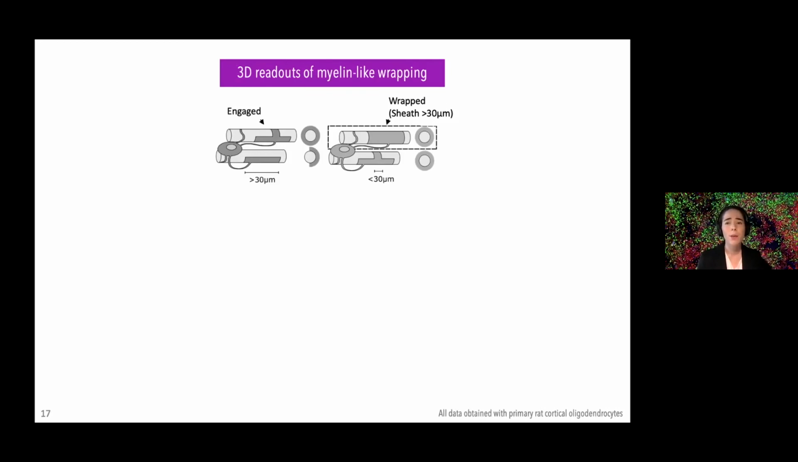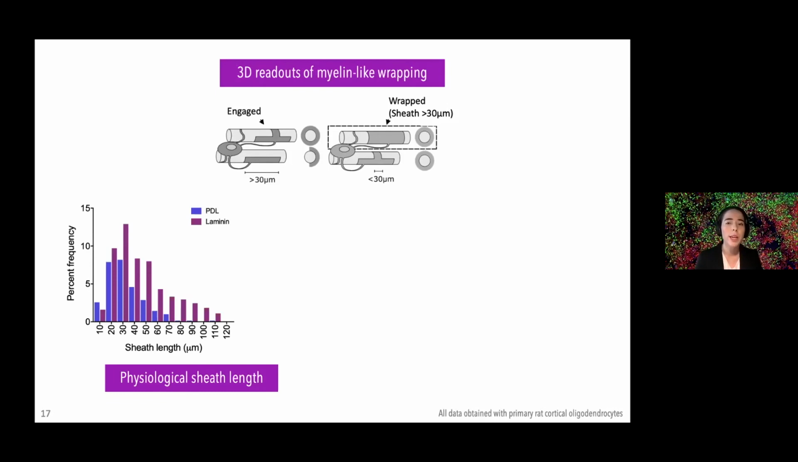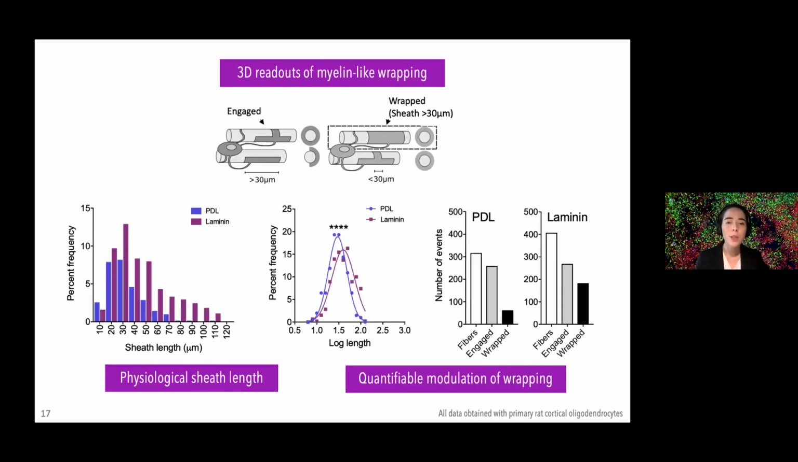So I showed that not only can we quantify wrapping, but we can also recapitulate physiological features of myelinated axons, such as the distribution of the sheath lengths. And we can modulate these properties by changing biochemical or physical properties of these fibers, in this case, the coating of the fiber, which helps the cells attach and interact with them. And furthermore, I found that indeed the two-dimensional readouts previously used, namely the alignment of proteins that correspond to myelin, may mask or distort the results of making these comparisons.